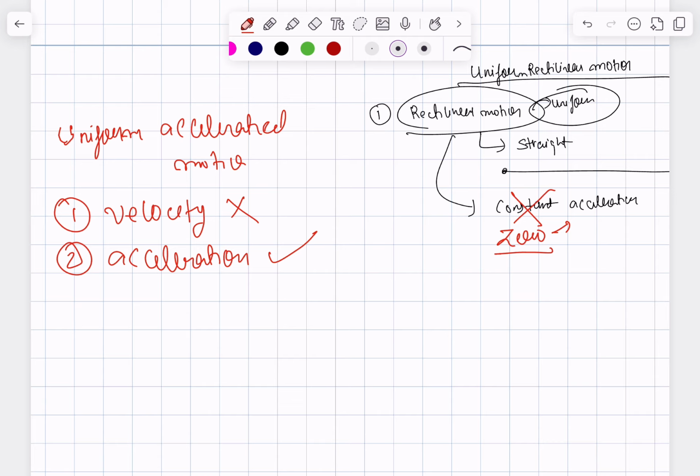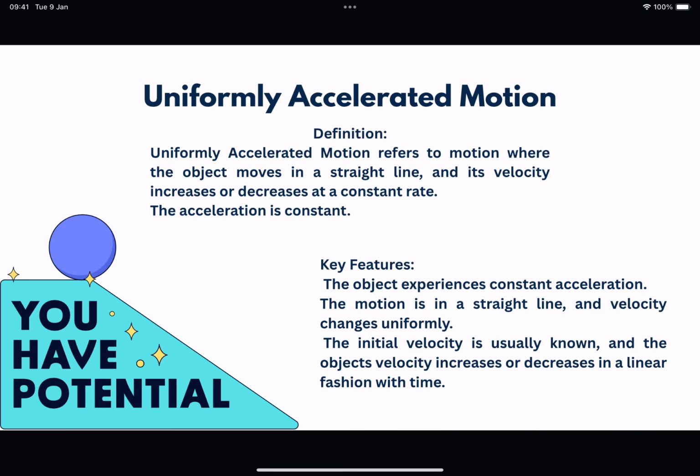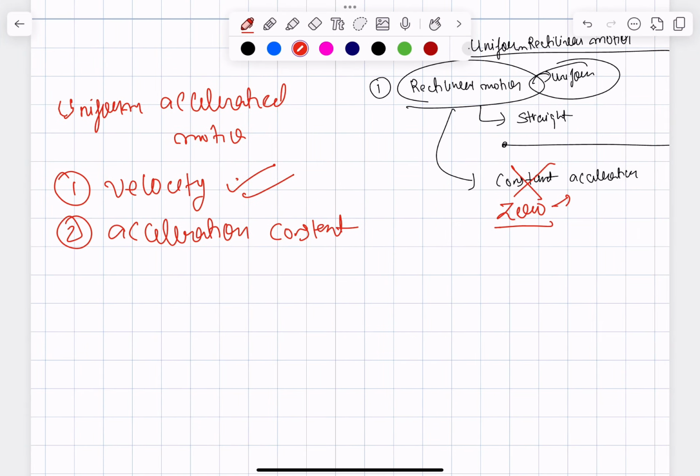Uniform accelerated motion means there is an acceleration. Sorry, I just confused acceleration with velocity here. There will be constant acceleration and the velocity will be increasing or decreasing. Uniform accelerated motion refers to motion where the object moves in a straight line and its velocity increases or decreases at a constant rate, so the acceleration is constant. One thing is clear here: the velocity will either increase or decrease and the acceleration will remain constant. So two things are important and we are clear with them.